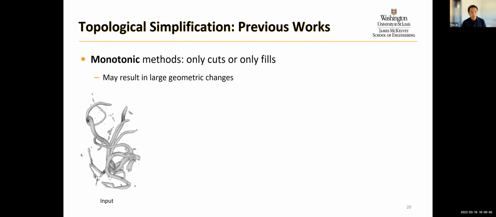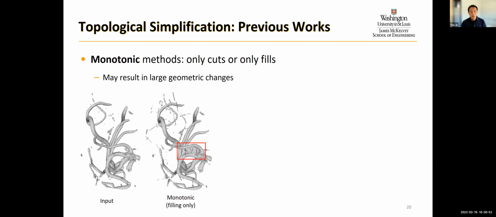Take this input as an example. This is a blood vessel from an MRI angiogram. And you can see there are topological features such as islands and handles. There are many of them actually. Now, if you only apply filling, that is, you're only adding stuff to the object, you can end up creating a large fill just to get rid of a handle. Think about that handle in the middle as a huge donut with a very large donut hole. Because you can only add things to the object to remove handles, your only choice is to add a large fill in there.